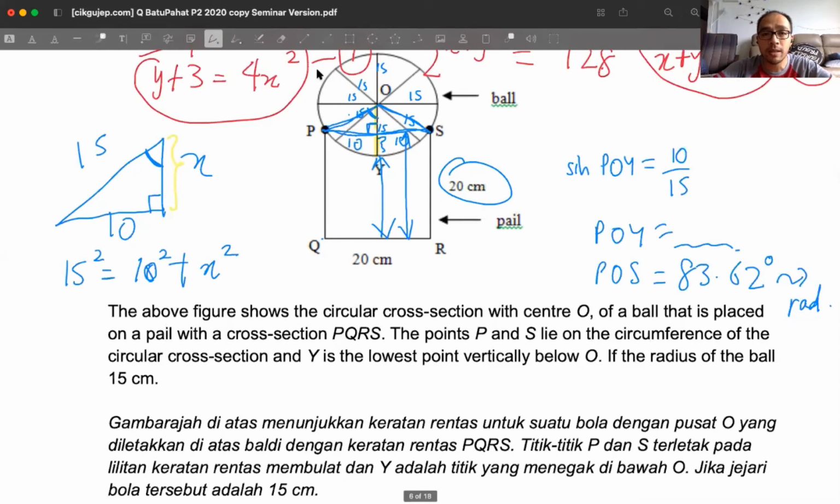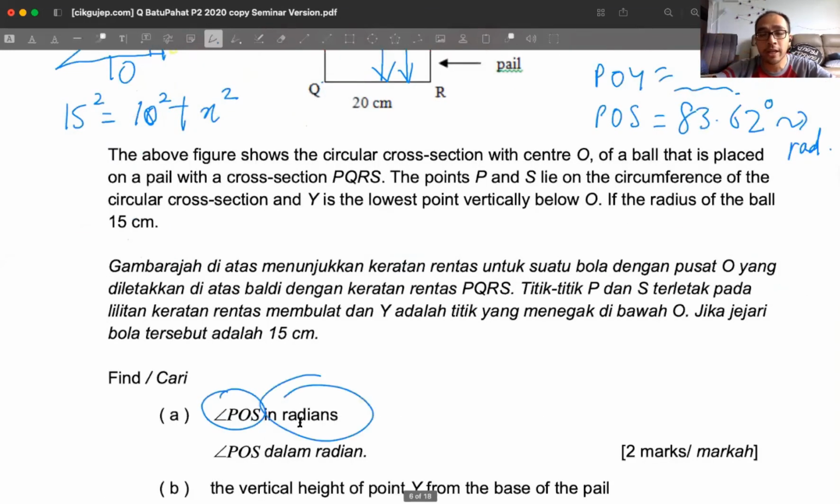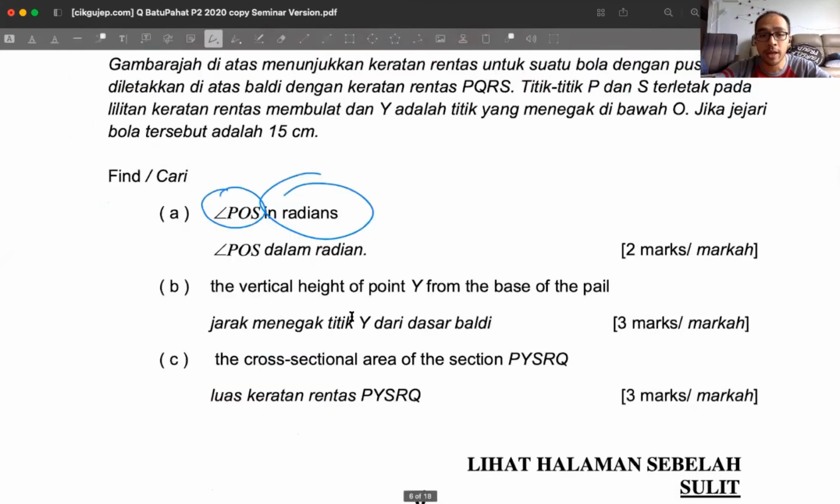This question's chapter is circular measure, Form 4, chapter 8. How do you know it is circular measure? Because of the word radian. As long as there is radian, it is usually circular measure. It's definitely not solution of triangle. Okay, the last one, the cross-sectional area of PYSRQ.